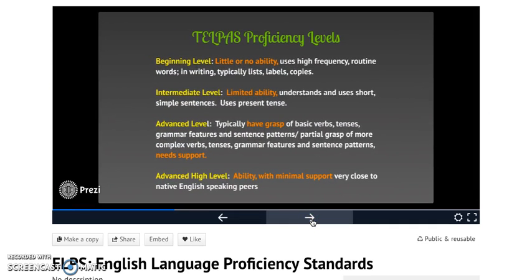The different proficiency levels that we have: we start with the beginning level. This is little to no ability. They use high frequency routine words in writing, typically lists, labels, and copies.